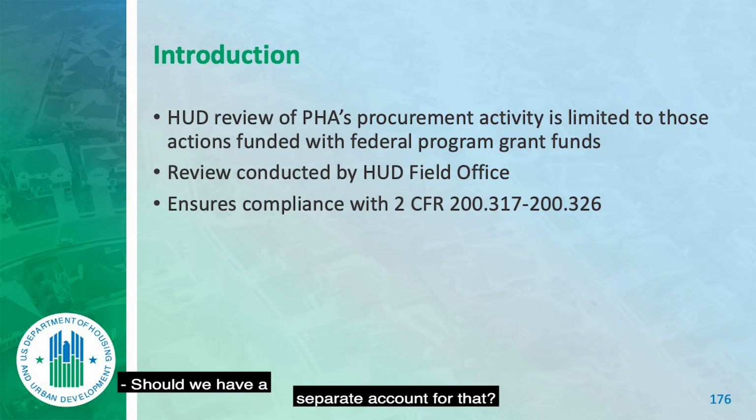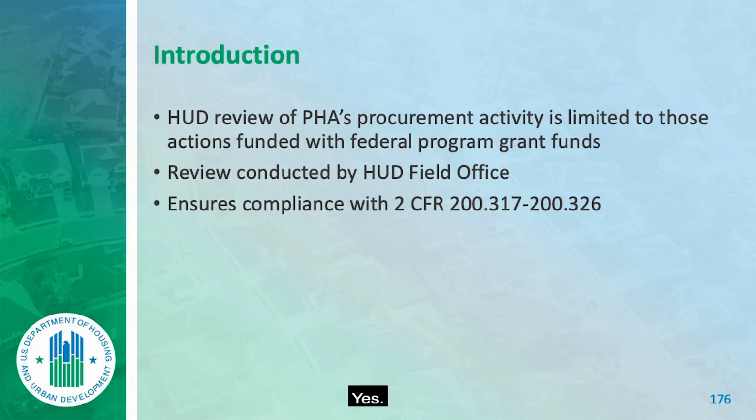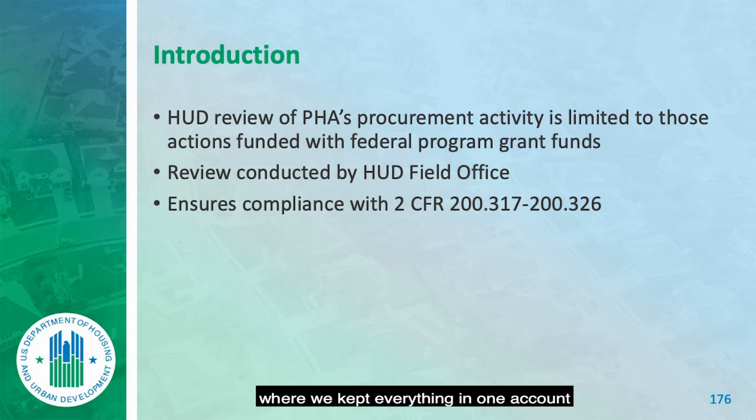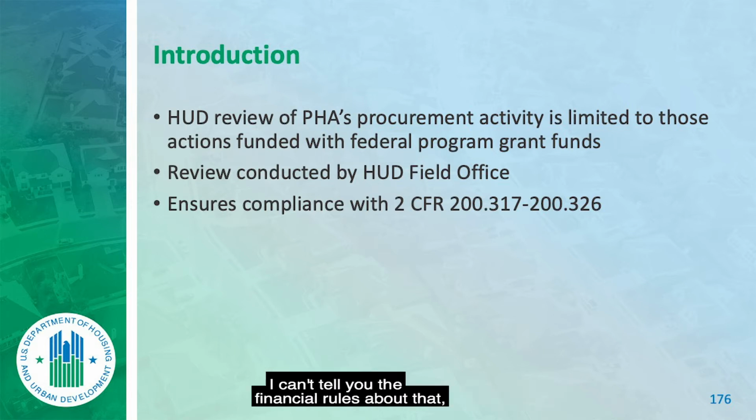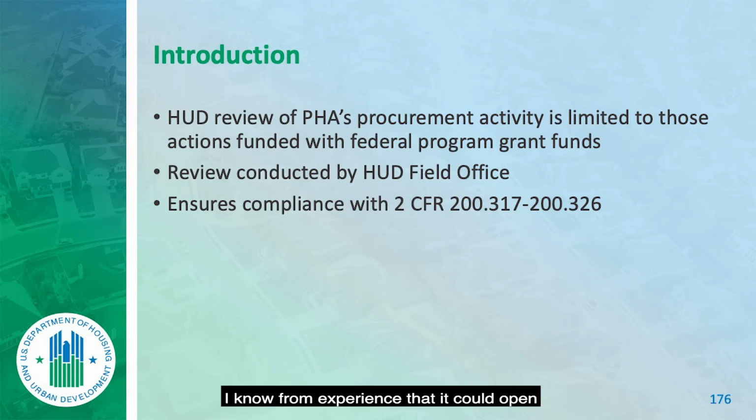Shouldn't we have a separate account for that? Some of y'all put everything in one account and then make disbursements out based on the allocated amounts for each account. Let me answer your question this way: shouldn't we have separate accounts? The answer is yes. There's an old-fashioned way of doing it where we kept everything in one account and then just made journal entries to say how much was in each. But we did get a problem with that many years ago. So the answer is yes. If you've got non-federal monies, they need to go into a separate account, in my opinion. I can't tell you the financial rules about that, but the answer is yes. However, when you don't have separate accounts, I know from experience that it could open some of those things up, not to potential audit, but to confusing the auditors.